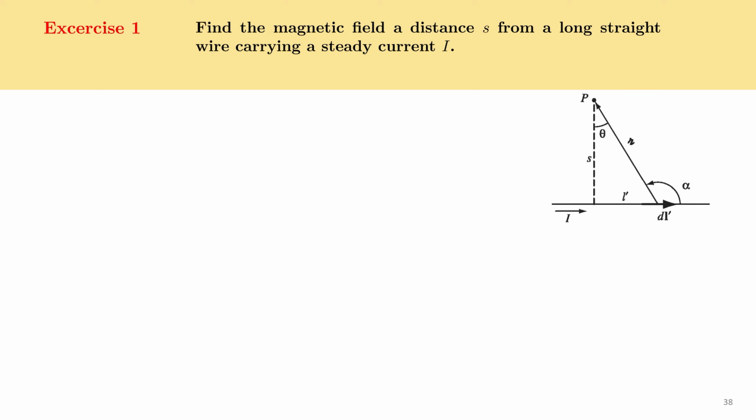We shall now do this problem. Find the magnetic field at distance s from a long straight wire carrying a steady current I. This is illustrated in this figure. We have a wire which is carrying a current I. P is a point at a distance s from the wire. Now we are asked to find the magnetic field at a distance s from this long straight wire.